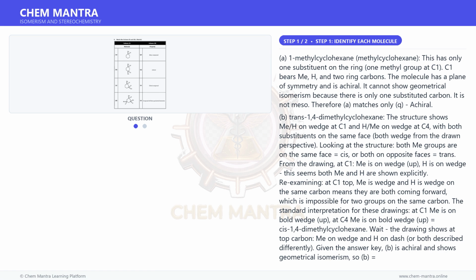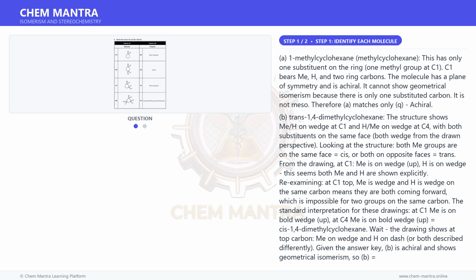B. Trans-1,4-dimethylcyclohexane. The structure shows Me and H on wedge at C1 and H and Me on wedge at C4, with both substituents on the same face, both wedge from the drawn perspective. Looking at the structure, both Me groups on the same face is CIS, and on opposite faces is trans. From the drawing, at C1, Me is on wedge, up, and H is on wedge. Both Me and H are shown explicitly.